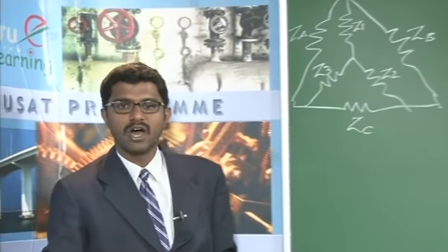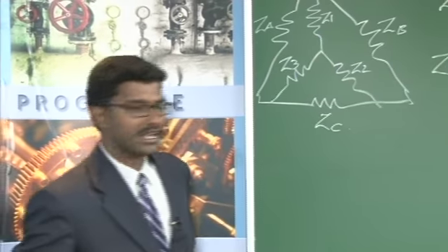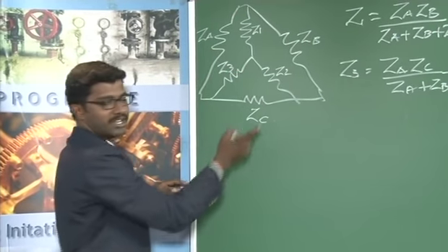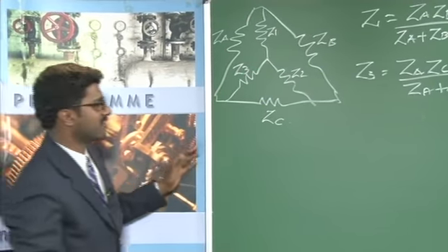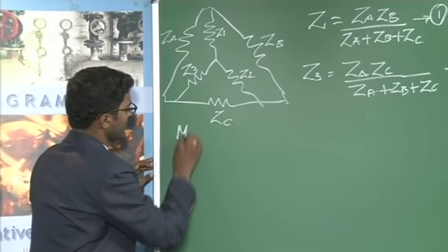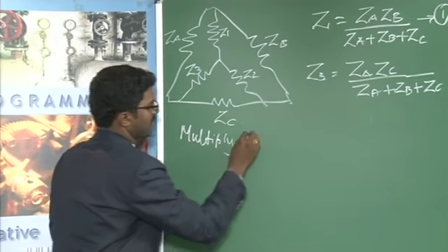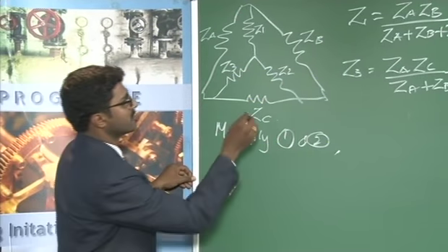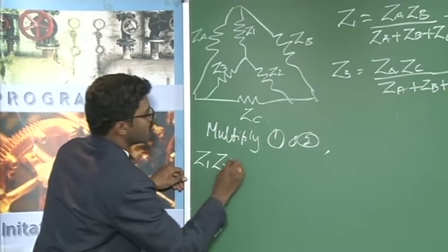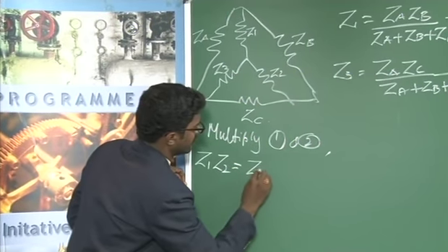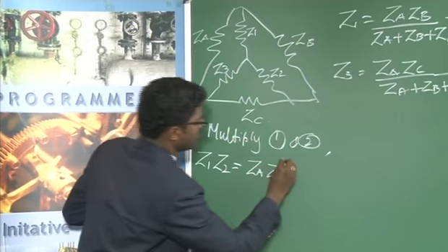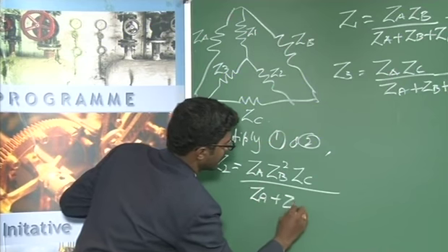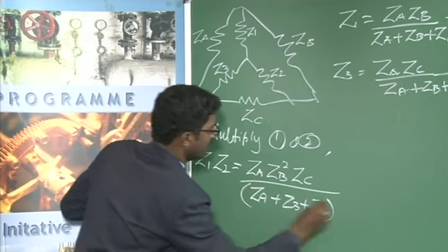Today we will be concentrating on how to convert a star into a delta network. Star to delta means we need to determine ZA, ZB and ZC when Z1, Z2, Z3 are given. So what we do? Multiply equation 1 and 2. If you multiply equation 1 and 2, that will be Z1 into Z2, which is equal to ZA into ZB square into ZC whole divided by ZA plus ZB plus ZC the whole square.